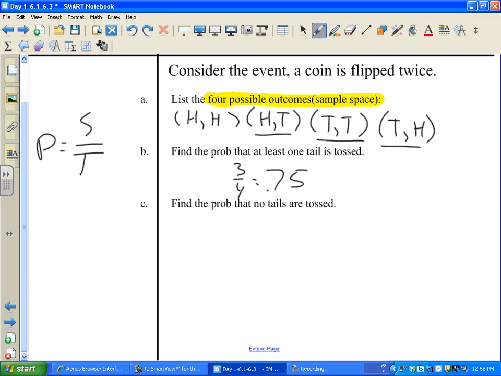Find the probability that no tails are tossed. Well, duh. That's going to be 1 out of 4 or 0.25. I'd like to point out that these two events are complementary events. Either you toss a tail or you don't toss a tail. That makes sense? Just getting you guys on the same page vocab-wise. Once you see the process, the math is pretty easy, and indeed it is.